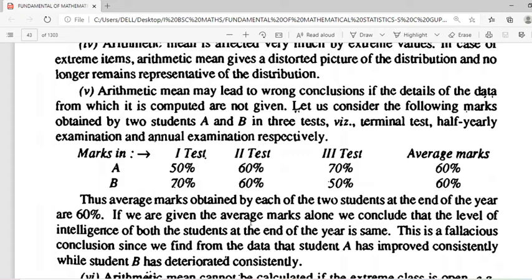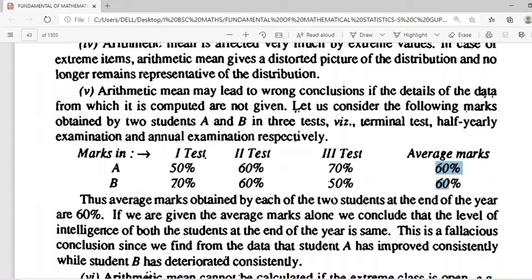If we are given the average mark alone, if we are given the mean alone, we conclude that the level of intelligence of both the students at the end of the year is the same. If you have 60% and another student has 60%, the intelligence level will be almost equal. But at the same time, look at the exact observations.